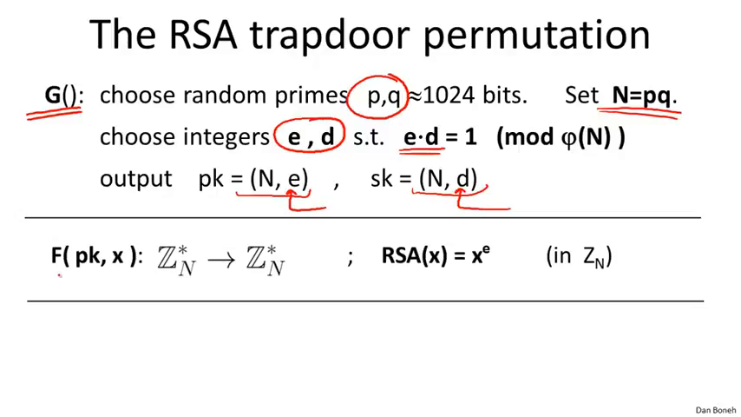Now, the way the RSA function itself is defined is really simple. For simplicity, I'm going to define it as a function from Zn star to Zn star. Given an input x, all we do is take x and raise it to the power of e in Zn. So we just compute x to the e modulo n.